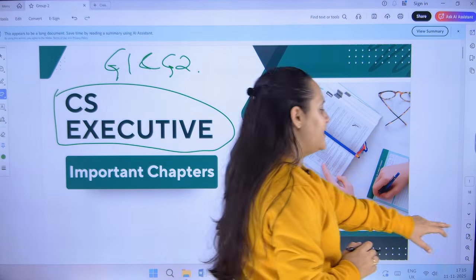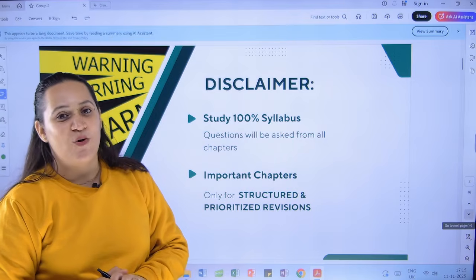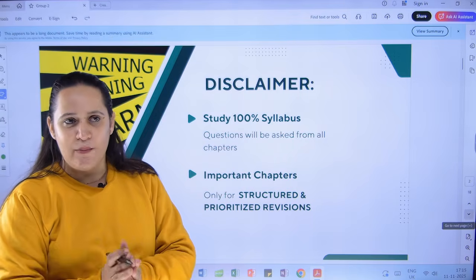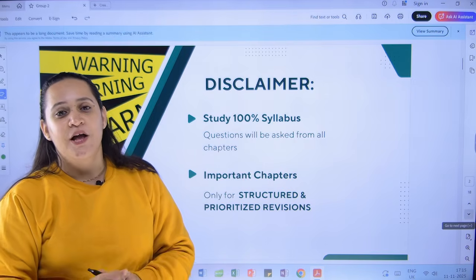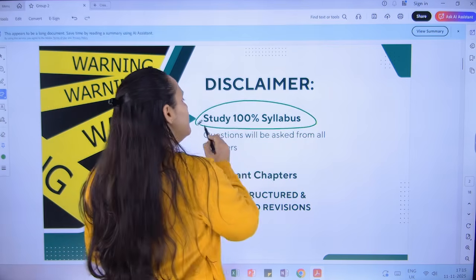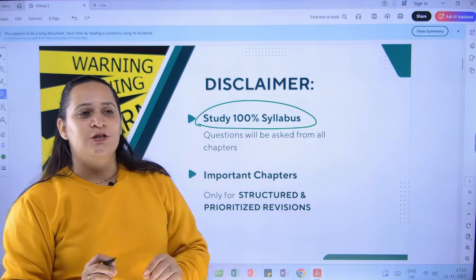But before going to identifying what are those important chapters, I am bringing a disclaimer or a disclosure that please ensure that if you want to do well in the exam, if you want to go with confidence, if you want to write for full 100 marks, you have to study for 100% of your syllabus. You cannot skip any chapter. The institute is very clear.